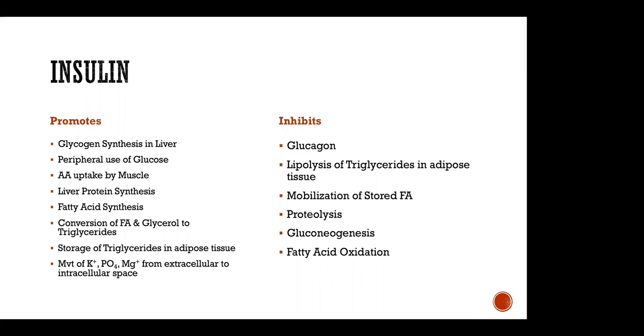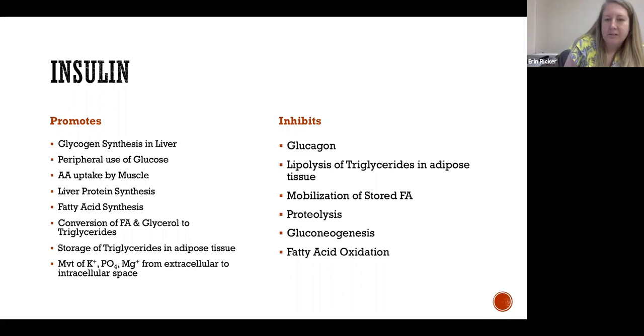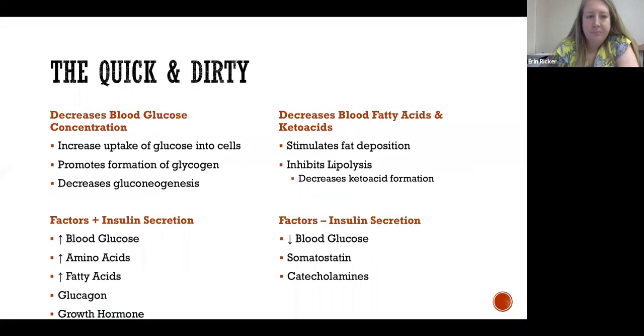Insulin also has some inhibitory functions. It inhibits glucagon, which makes sense. You don't want your body breaking down what you're trying to build up at the same time. And it will inhibit lipolysis of triglycerides in adipose tissues. It inhibits mobilization of stored fatty acids, proteolysis, gluconeogenesis, and fatty acid oxidation. So basically, it's trying to build up your stores of fatty acids, glucose, and amino acids and prevent the breakdown.